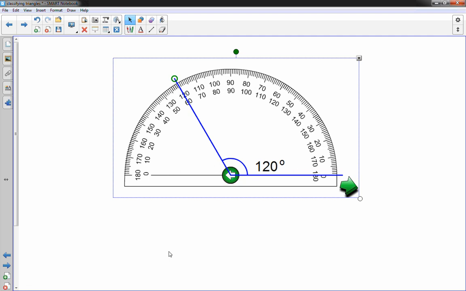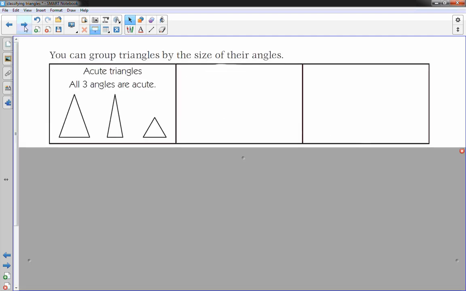And knowing the angle measure and the vocabulary that goes with the angle measure is going to help you classify the triangles because they use some of the same vocabulary words. So let's get started. You can group triangles by the size of their angles. So acute triangles, all three angles are acute.